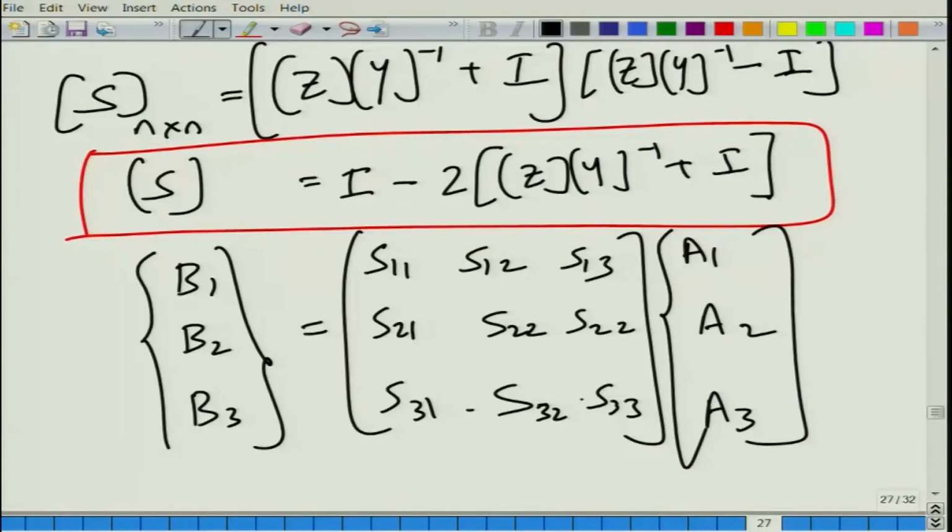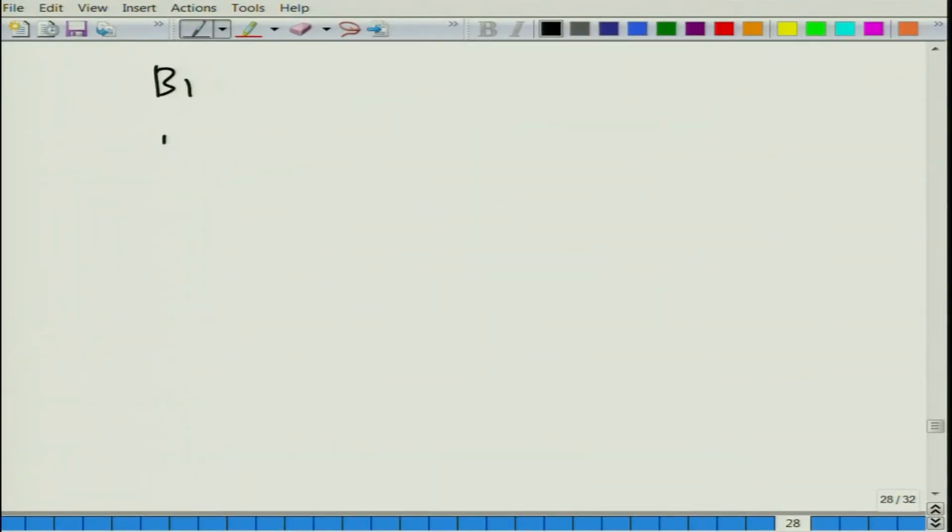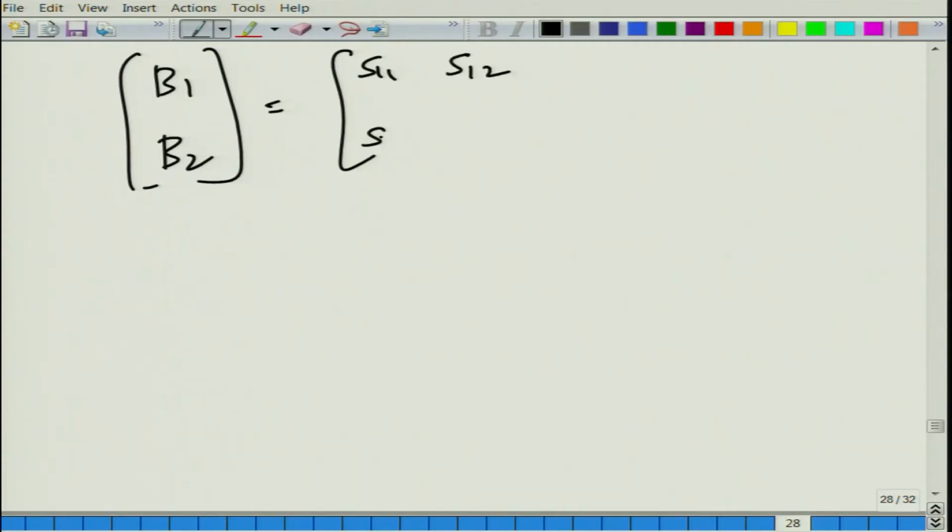So, one of the ports can be an inlet port, the other 2 can be outlet ports, and we can optimally choose the location of such ports to make things quite interesting for us. So, in terms of how you obtain the broadband transmission loss, you have B1, B2 is equal to S11, S12, S21, S22 times A1, A2.